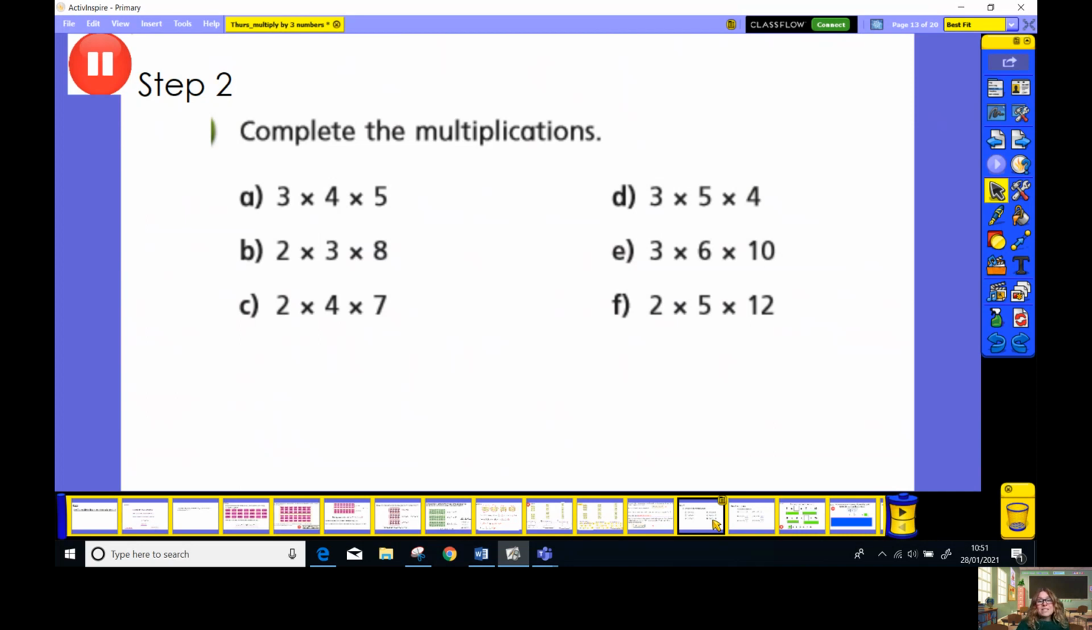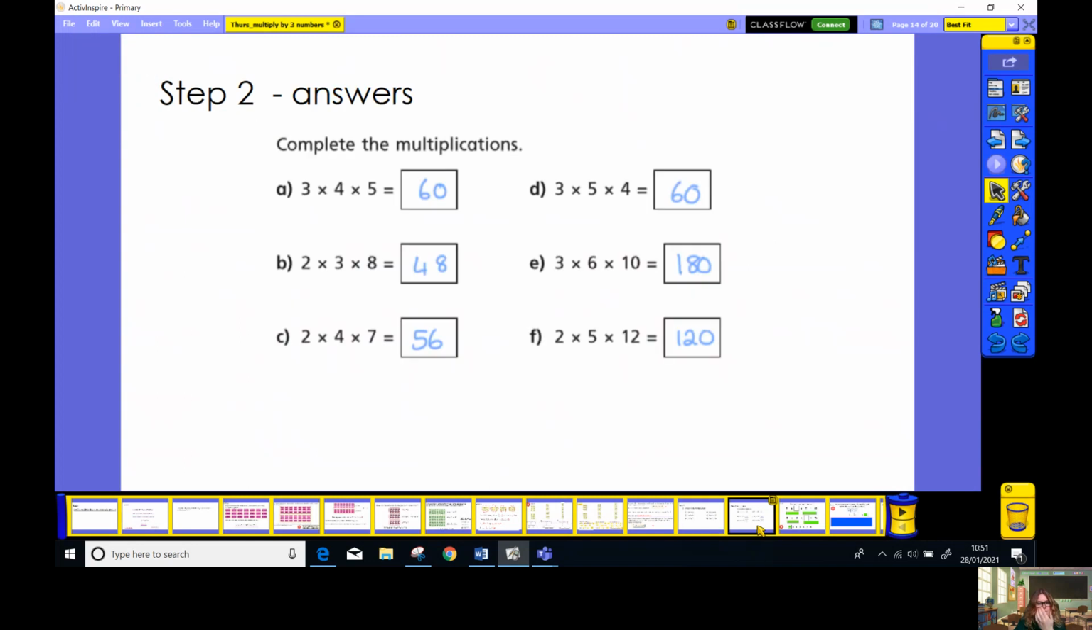Pause the video now and have a go at step 2. Complete these multiplications. Show your workings out. Well done. These are the answers. Mark your answers now.